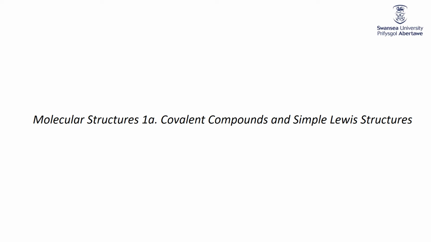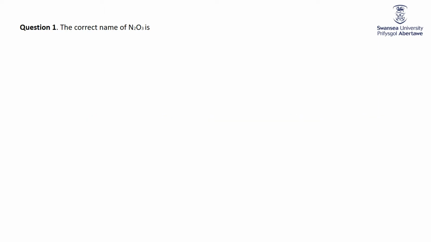So, worksheet for my questions on molecular structures 1A, covalent compounds, simple Lewis structures, some GCSE material in here, but always important to check that you know the fundamentals, the absolute fundamentals about things like identifying what an ionic compound is, naming covalent compounds, and so on. So we'll start nice and easily, and I will spend a bit of time on this first question and also the third question, just to make sure everybody's on the same page.